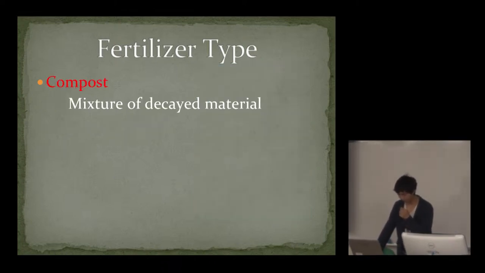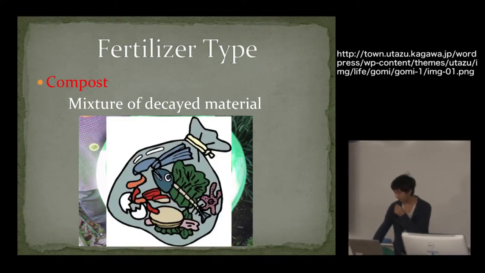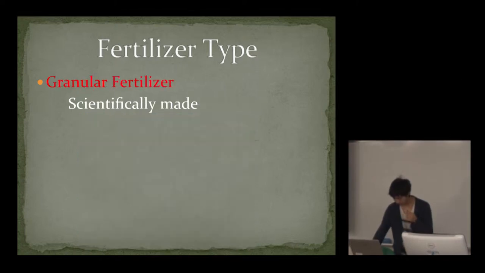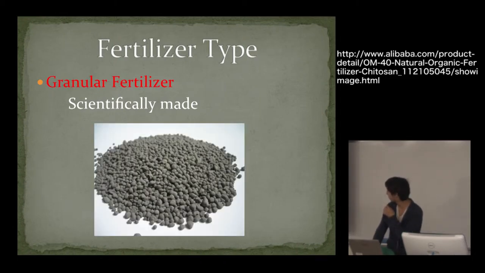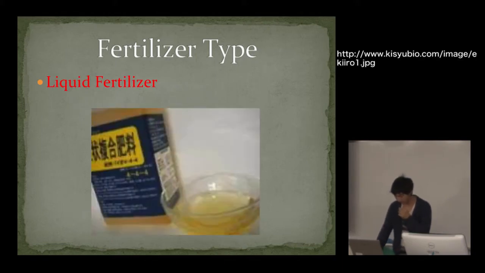Next, compost. Compost is a mixture of material decayed by bacteria. Mainly, it's made from kitchen waste or food you cannot eat all. You can easily make it by yourself without special tools. Granule fertilizer is powder type fertilizer, scientifically made. And this is liquid fertilizer, also scientifically made.